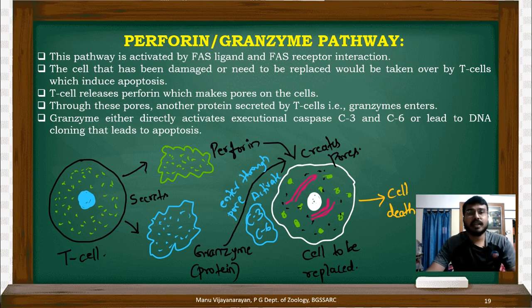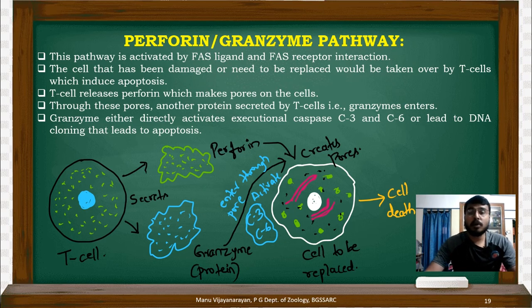To summarize the entire perforin or granzyme pathway, whenever a cell has to be terminated or removed from the body, the T cells take over those cells and secrete two major substances, one being perforin, the second being granzyme. Perforin first attacks the cell and creates pores on the cell membrane for the passage of granzyme. The granzyme then passes into the cytoplasm of the cell, which in turn activates caspase 3 and caspase 6, which can also lead to abnormal DNA cleavage, which initiates the process of apoptosis.